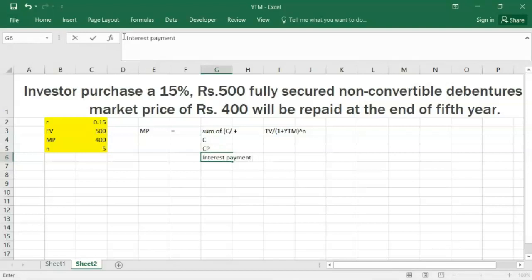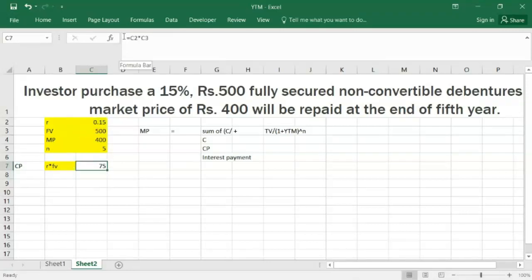So in this particular problem, what is the interest payment? The interest rate is 15%. So R multiplied by FV, you can get the CP, the coupon payment. So here the 15% is calculated from the face value of the instrument. Always the interest is calculated on the face value of the instrument.